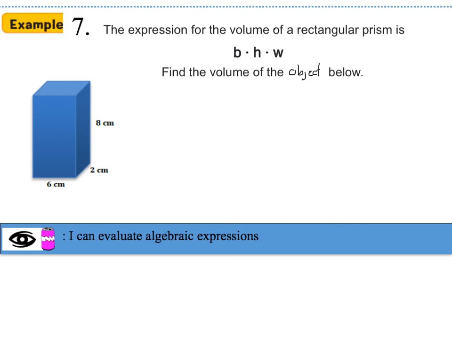For example 7, it says the expression for the volume of a rectangular prism is B times H times W. Well, the B stands for base, so this would be the base of the object. The H stands for the height of the object. And the W stands for the width of the object. So there are three different dimensions. So if I use my algebraic expression, base times height times width, I can just go ahead and substitute the numbers that they give me into this algebraic expression.